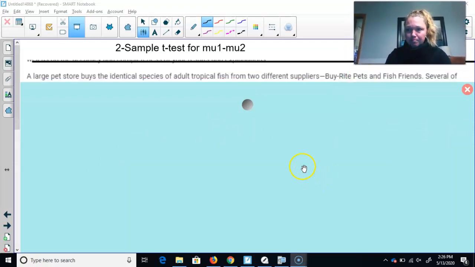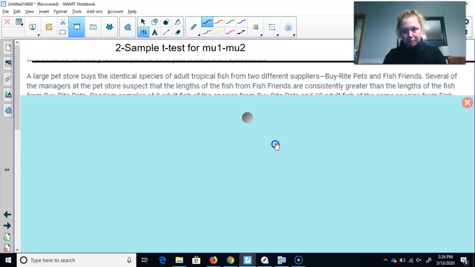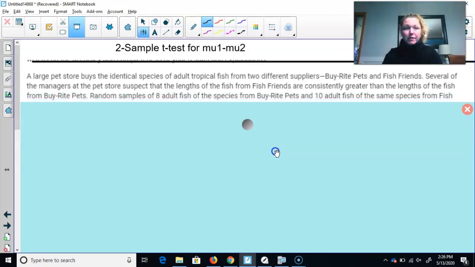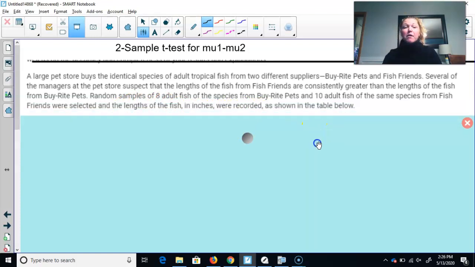A large pet store buys the identical species of adult tropical fish from two different suppliers, Buy Right Pets and Fish Friends. Several of the managers at the pet store suspect the lengths of the fish from Fish Friends are consistently greater than the lengths of the fish from Buy Right Pets. So we think Fish Friends are greater than Buy Right Pets. Random samples of 8 adult fish from Buy Right Pets and 10 adult fish of the same species from Fish Friends were selected, and the lengths of the fish in inches were recorded as shown in the table below.